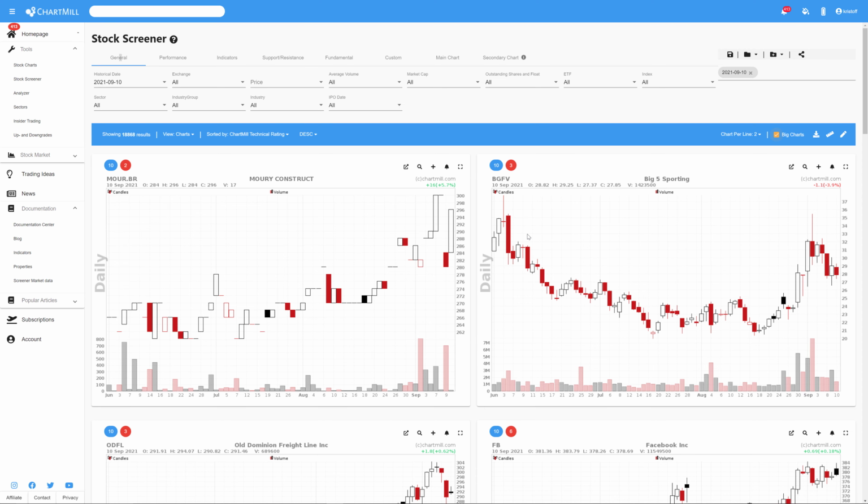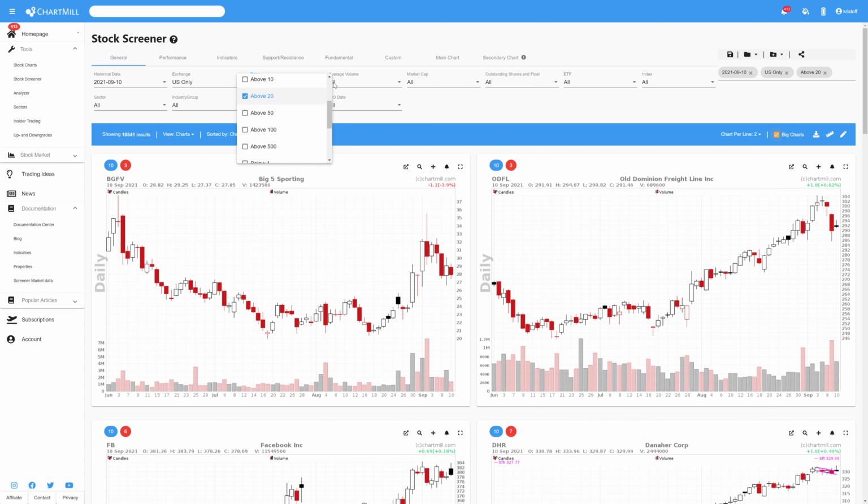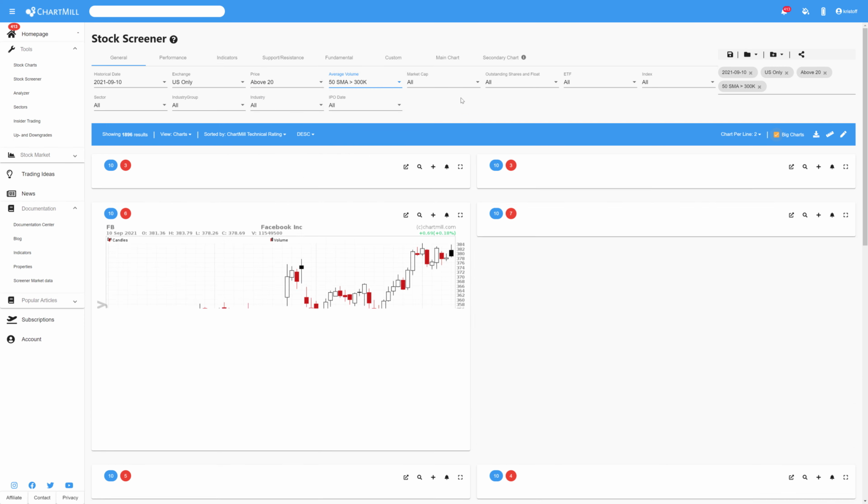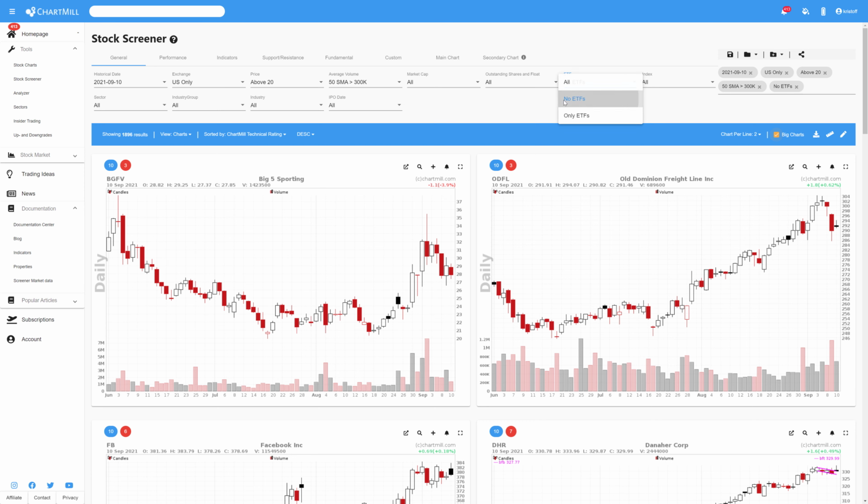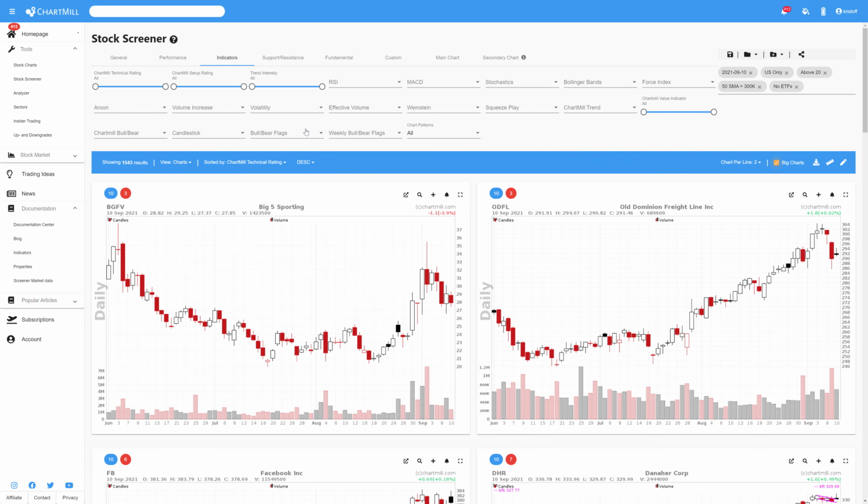On Monday, September 10th, I had ChartMill run a scan for a bullish flag pattern using the following filters: exchange US only, price above 20, average volume more than 300k, no ETFs, and a bull flag pattern recognized by ChartMill.